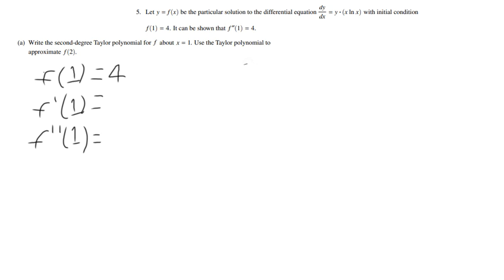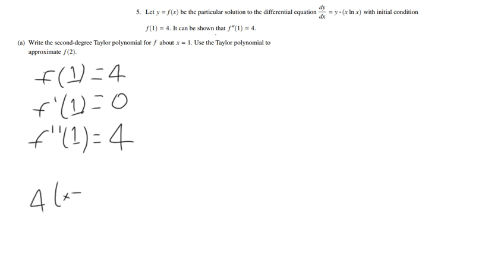F prime of 1, well, here's our f prime of x. And don't worry about this y right here, because when you plug in 1 for the x, natural log of 1 is 0. So no matter what y is, f prime of 1 is going to be 0. And f double prime of 1 is right here. It's 4.